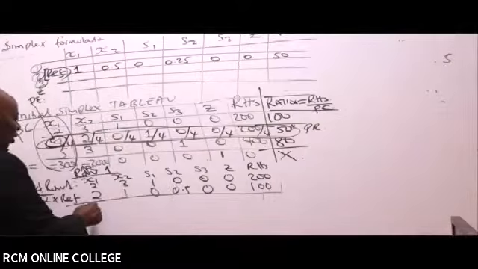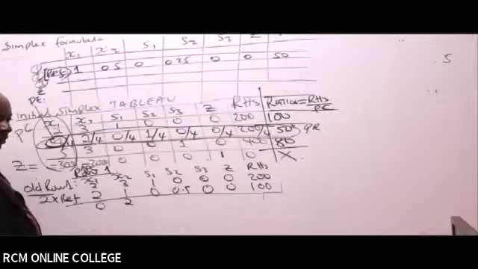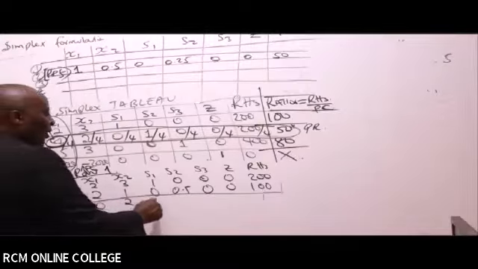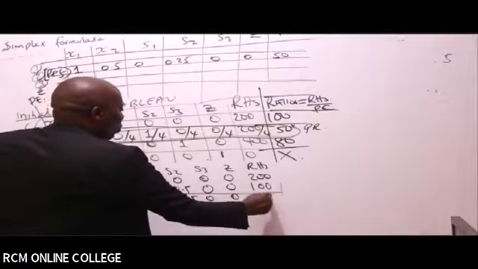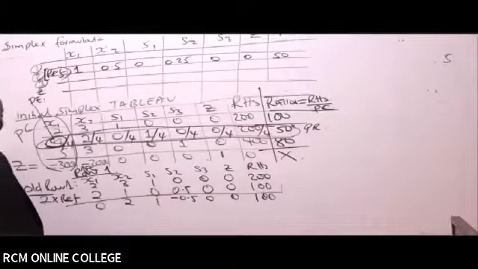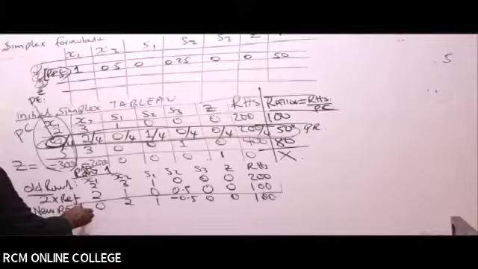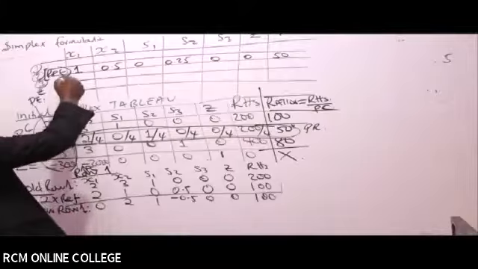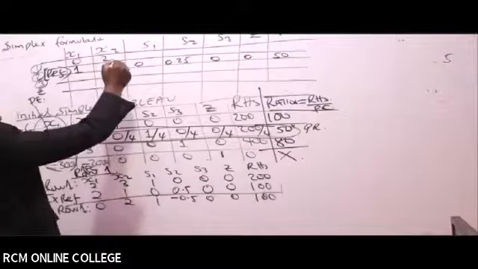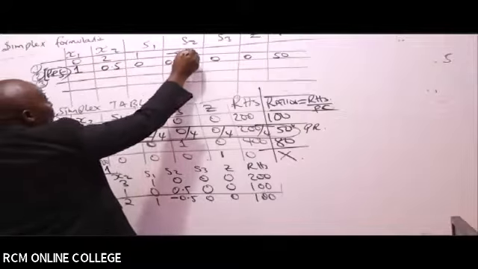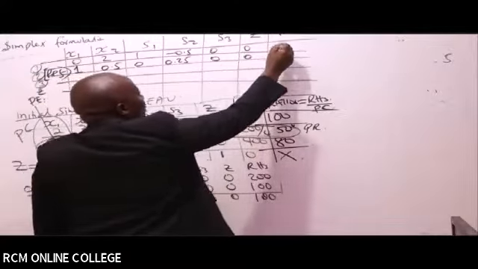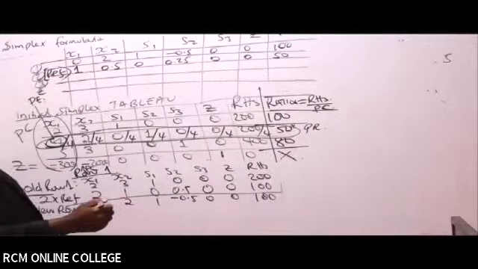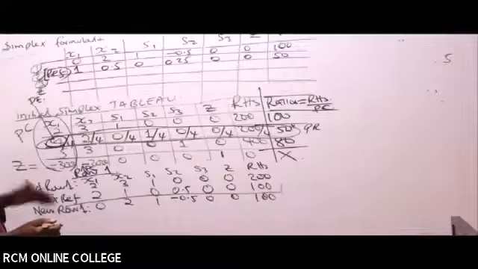So the reductions: here we have a 0, here we have a 2, here we have a 1, here we have a minus 0.5, then 0, 0, and then a 100. So this is the new row number 1. New row 1: 0, 2, 1, minus 0.5, 0, 0, 0, 0, and then we have 100 there.